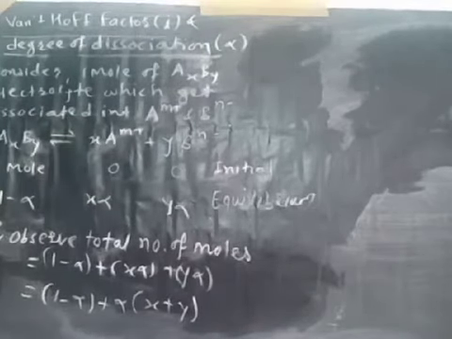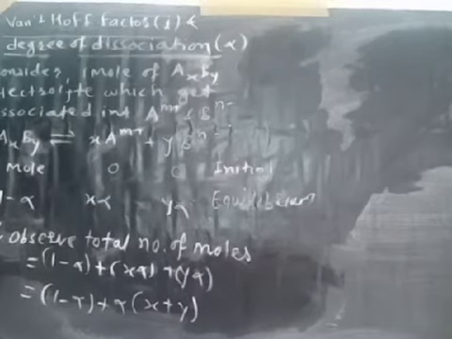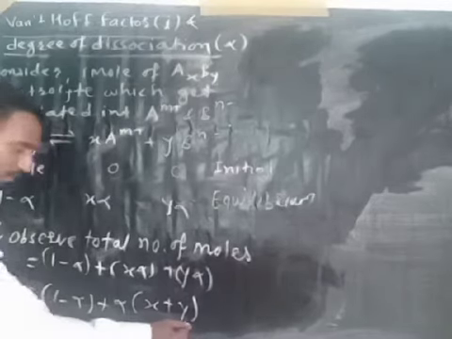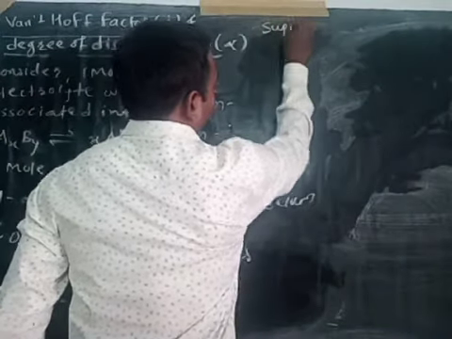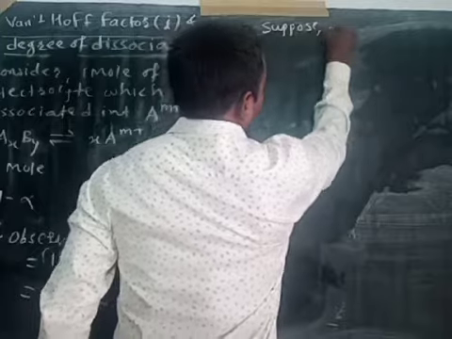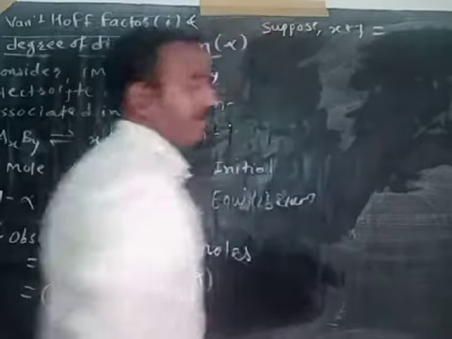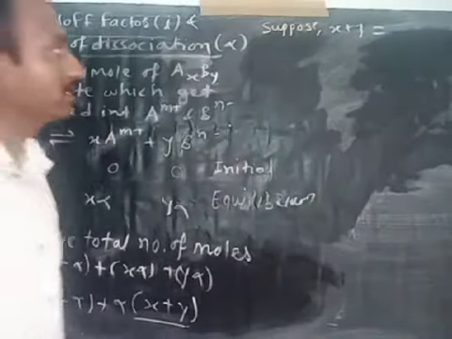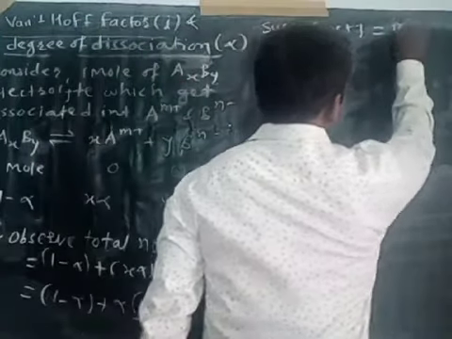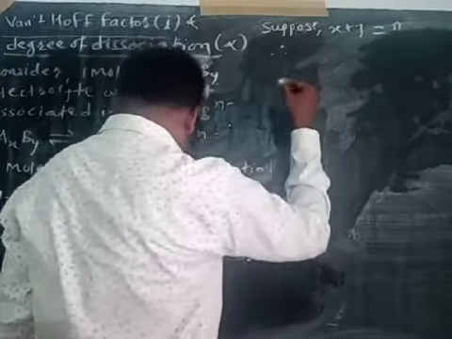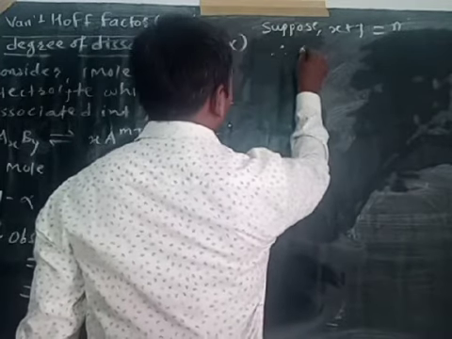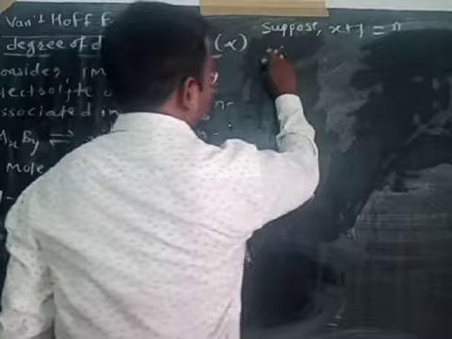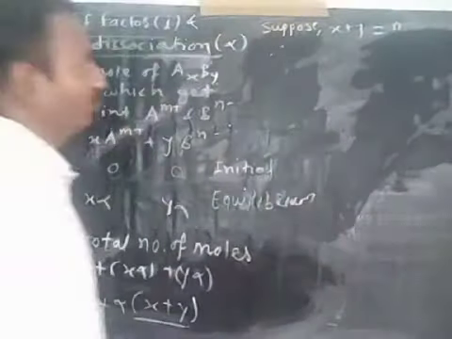Alpha in bracket x plus y. Okay, get it? For x plus y, suppose x and y are the number of particles. Suppose x plus y is equal to n, and that's why the equation will become x plus y is equal to n.